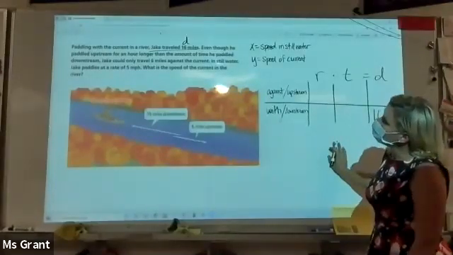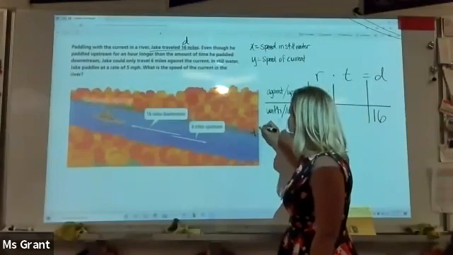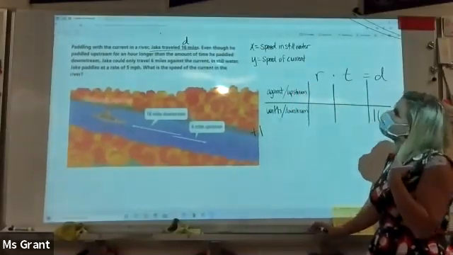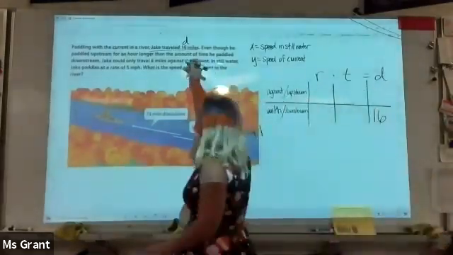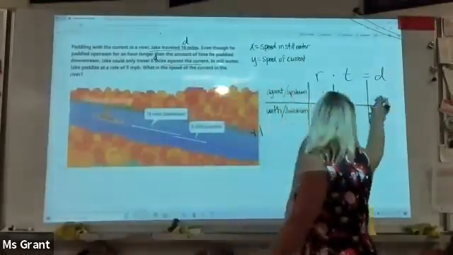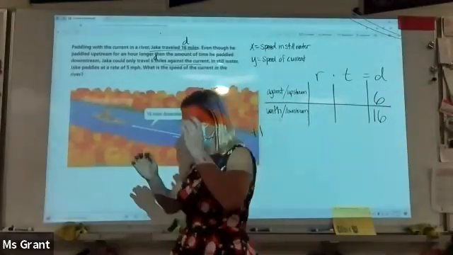Even though he paddled upstream for an hour longer than he paddled downstream, so I'm going to have to add an hour longer somewhere, plus 1 hour somewhere, Jake could only travel 6 miles. His distance, 6 miles against the current. Okay, let's talk about this against and with business.